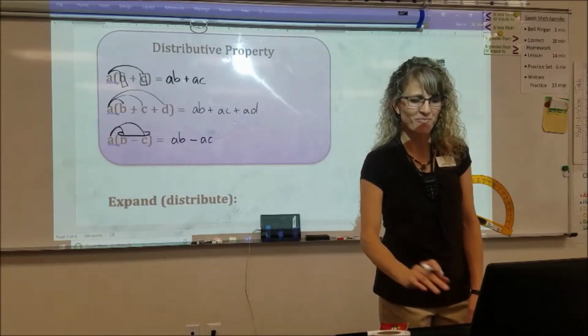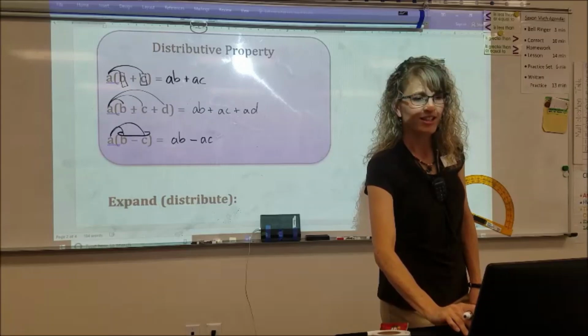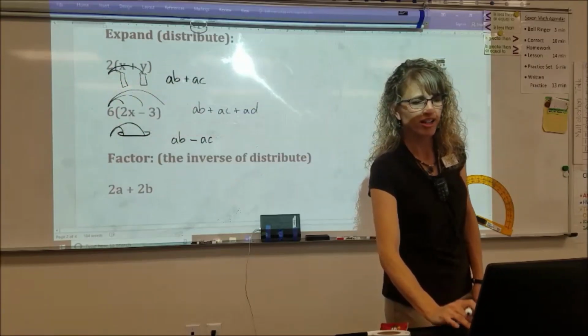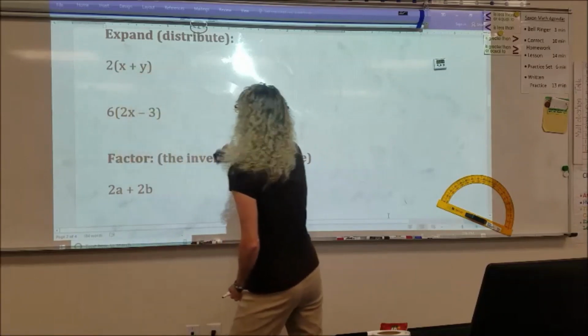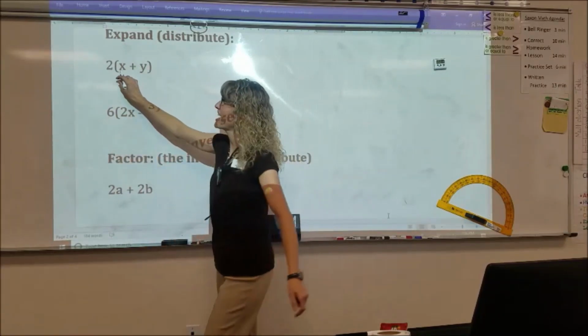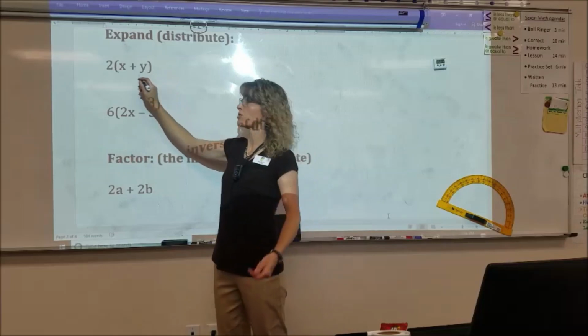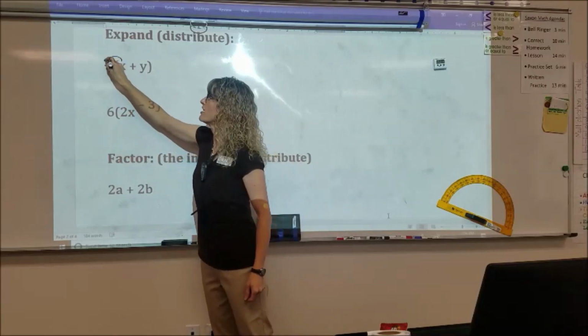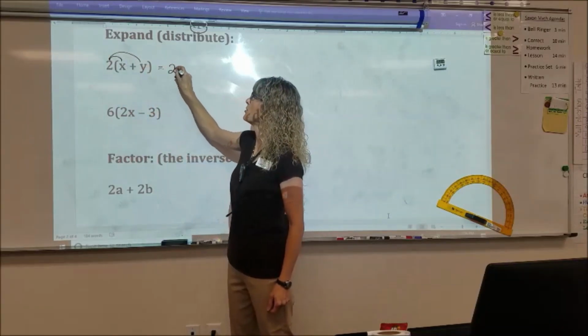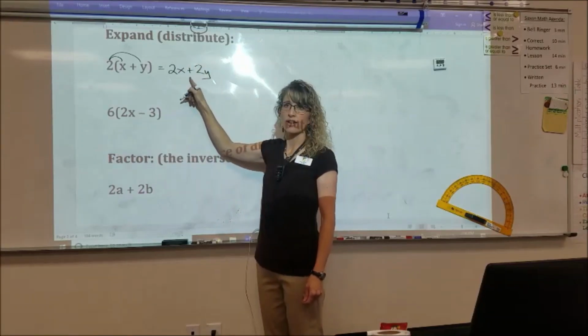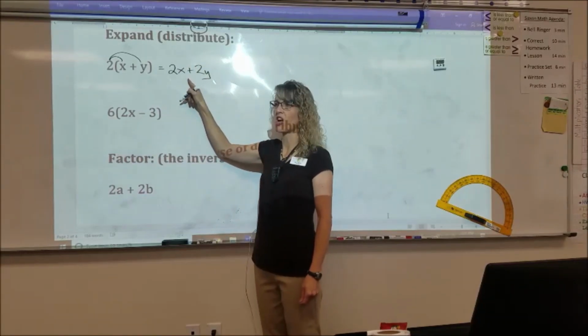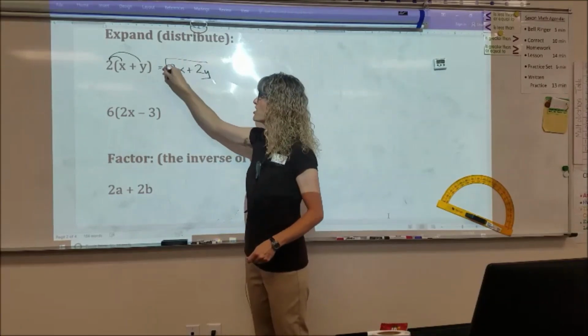What is it called? Get ready? Distributive property. So we're going to try a few practices. All right, 2 times parentheses x plus y. I'll distribute the 2. It gets in that truck and in that one. So we go 2x plus 2y. Can I combine the 2x's and 2y's? No. They're not like terms, so I can't add them. So I'm done. I just leave it like that.